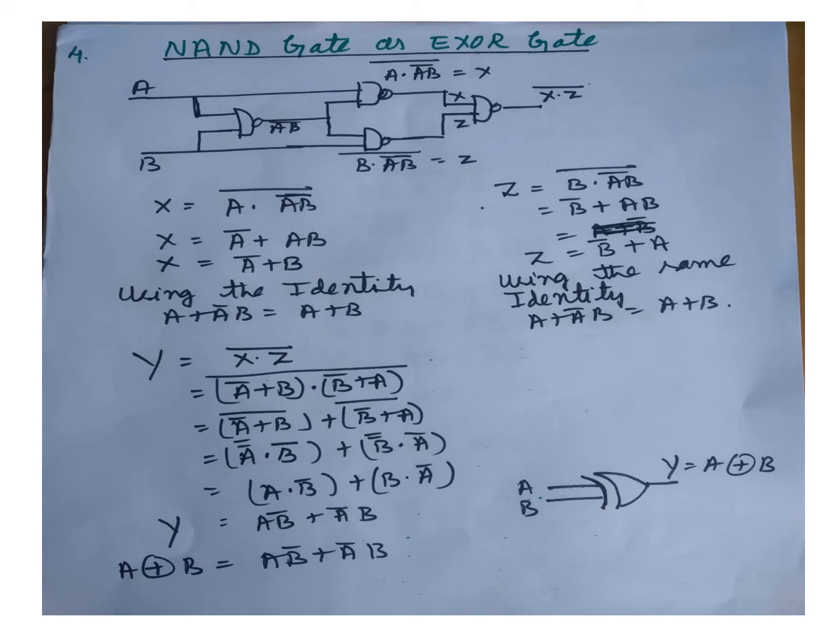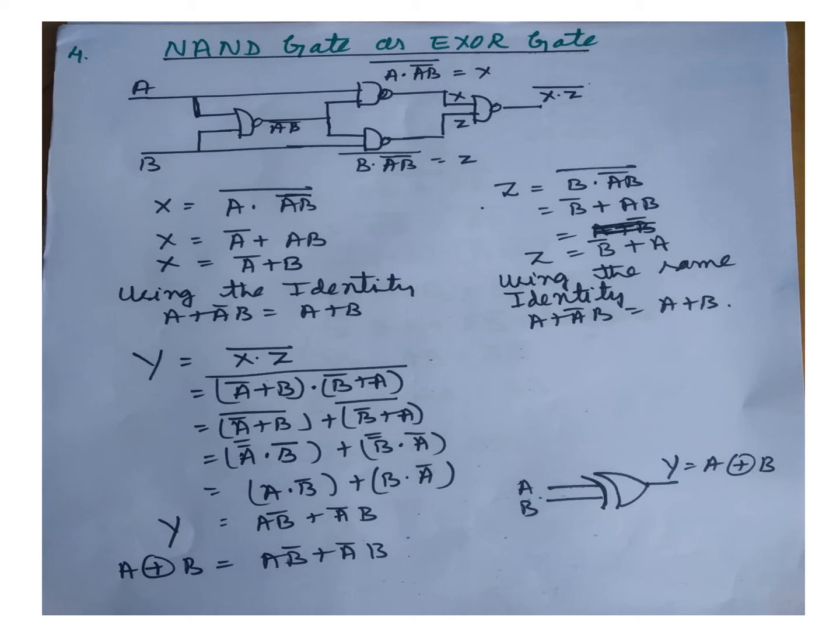Similarly, Z equal to B complement dot AB complement whole complement. Apply De Morgan's theorem, that is, complement of the product is equal to sum of their complements. So we have B complement plus AB complement whole complement, that is double complement, AB double complement, which is nothing but AB. So this can be written as B complement plus A, using the same identity, A plus A complement B is equal to A plus B.